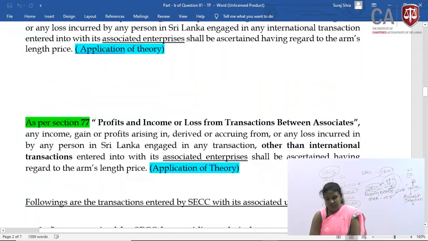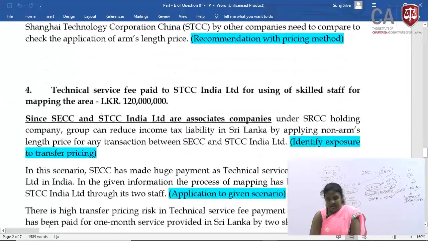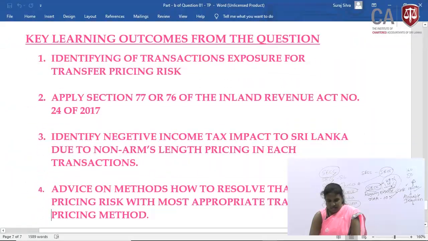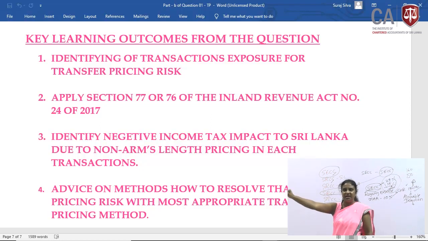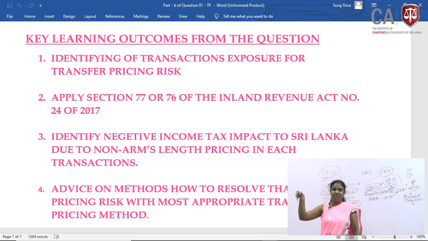Then we will see what learning outcomes you have got from doing this question. The key learning outcomes from the question: first, identify the transaction's exposure to transfer pricing risk. You should identify that there is a transaction with associated undertakings. Due to having a transaction between associated undertakings, there is a risk of non-arm's length pricing. Then it should be clean and clear to you as transfer pricing.